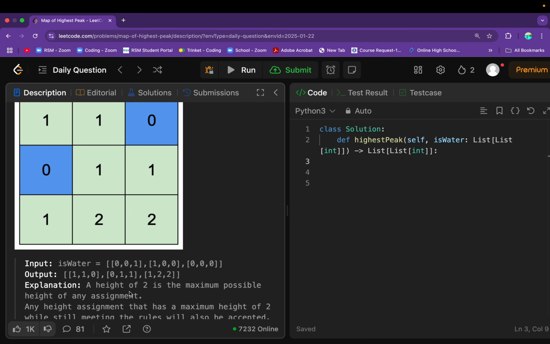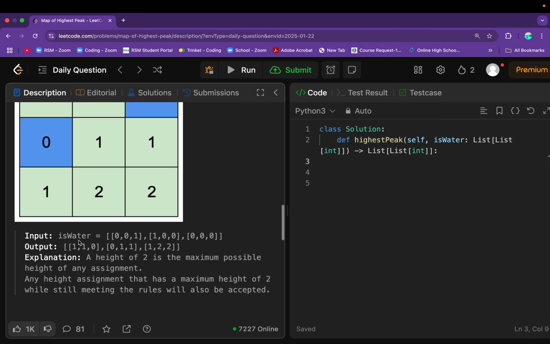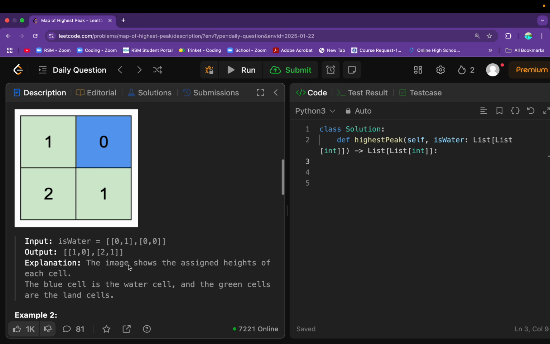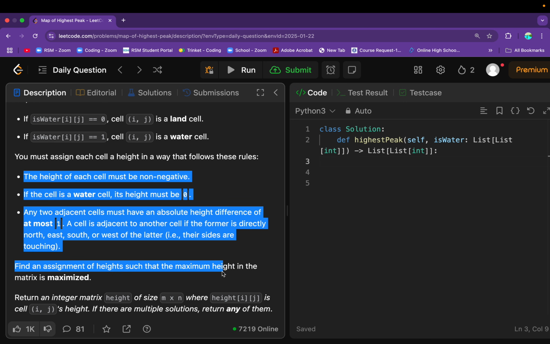A height of 2 is again the maximum possible height of any assignment or arrangement that we put this matrix in, right? And any height assignment that has a maximum height of 2 would still be accepted as long as it meets these rules that were given here.